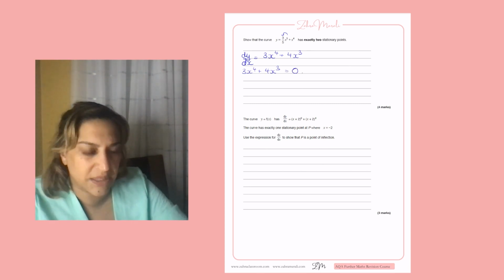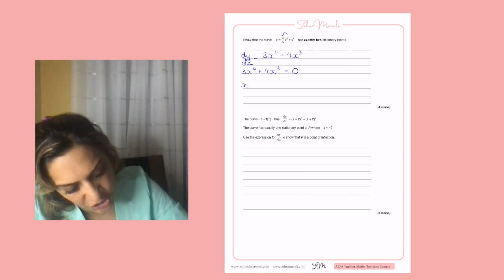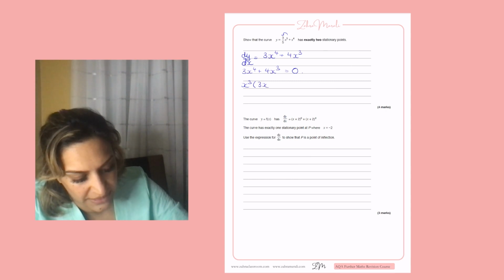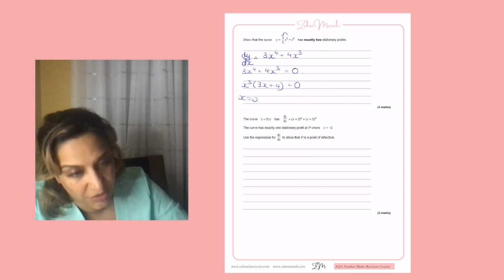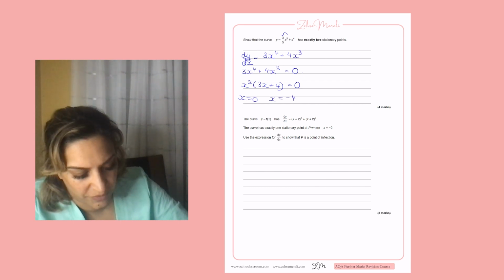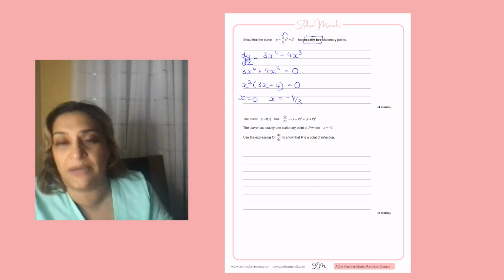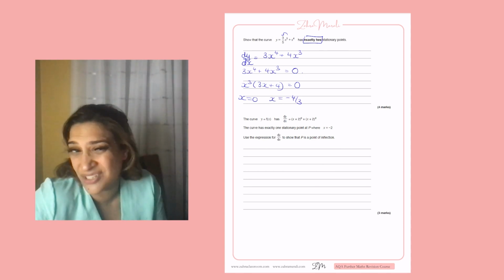Right, what can we take outside the bracket? We can take an x cubed outside the bracket, giving us 3x + 4. And then we can see x = 0 or x = -4/3. And we've shown there are exactly 2. So we've got exactly 2 answers.